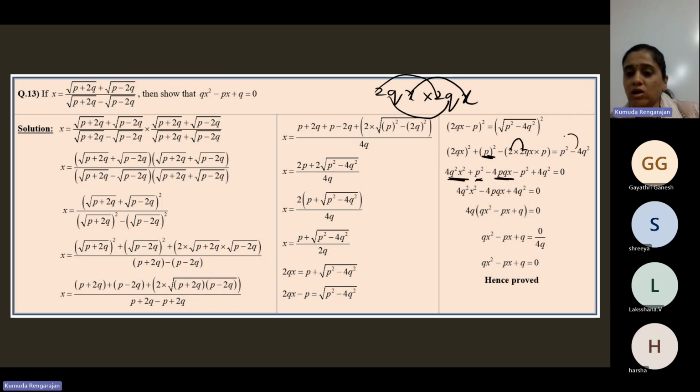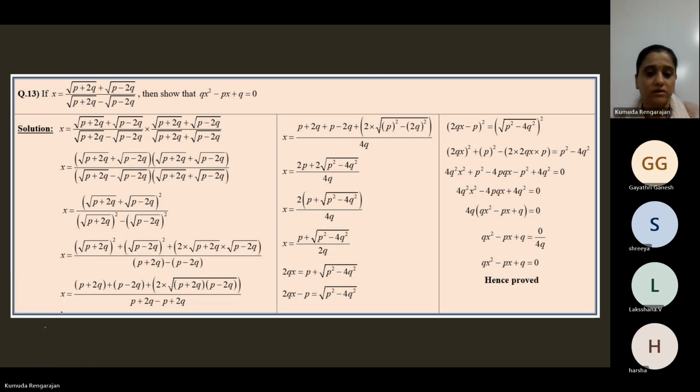Then, how is the result? Is equal to 0. There is nobody on the right-hand side. So look at the result which we have to prove. We have nothing on the right-hand side, so you bring all the terms to the left-hand side. You have these two on the right-hand side, so bring them to the left-hand side. They come as minus p square plus 4q square is equal to 0. Now see if we have like terms. Yes, plus p square and minus p square get cancelled. So you're left with these three terms.